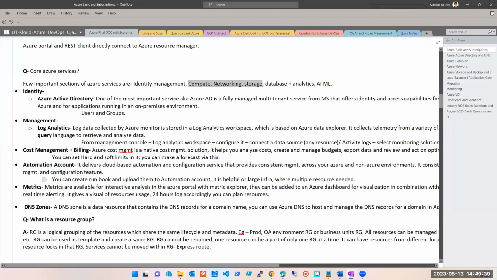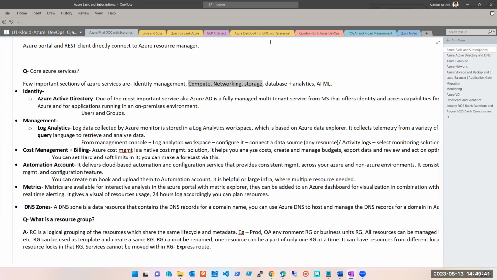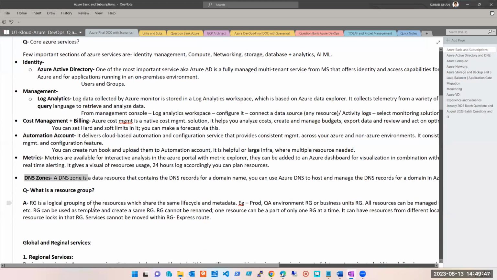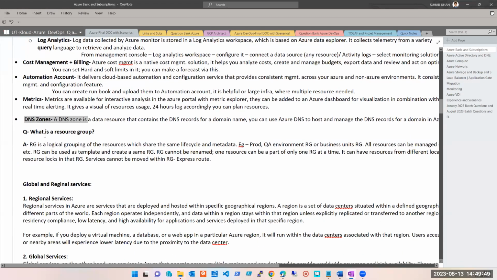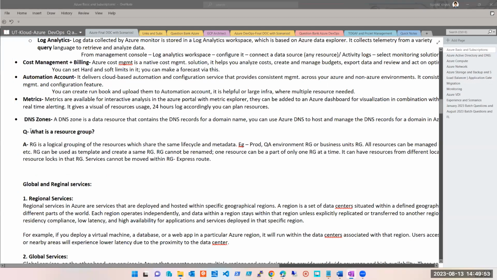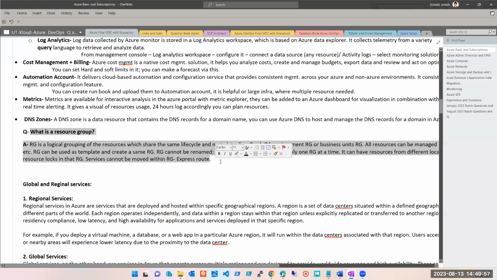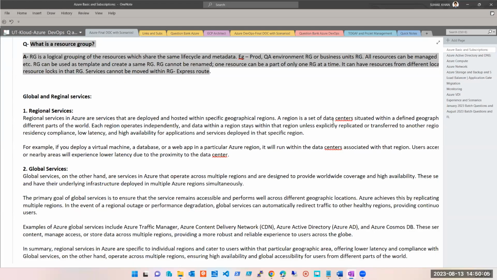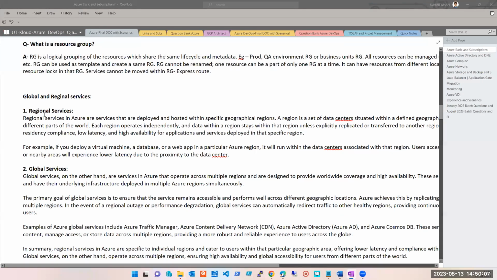Automation account, we'll see that later. Metrics, we are going to see that later. DNS zone, we are going to see that later. These are core technical topics. Resource group, I will be explaining to you, and from this point our technical study starts. But before we go there, we still have some more details. These are not exactly technical, but this is the base of Azure and you should understand it very well.